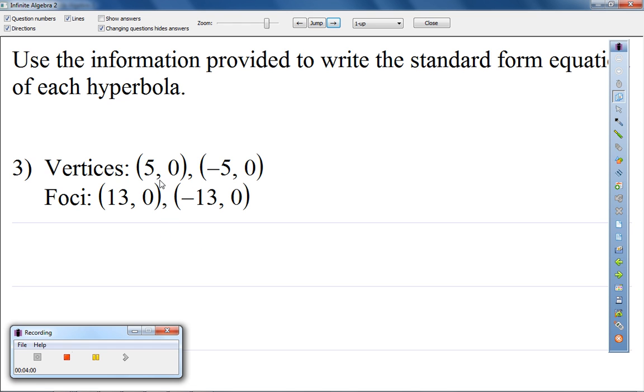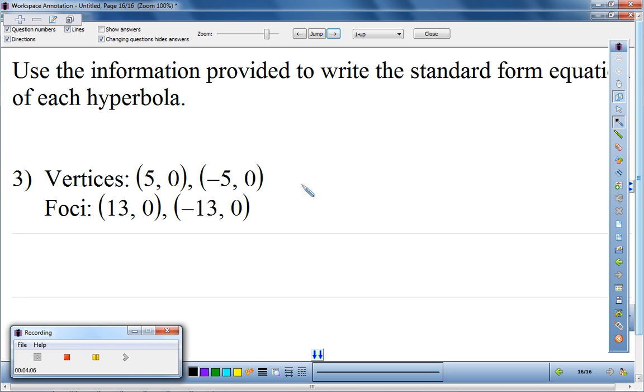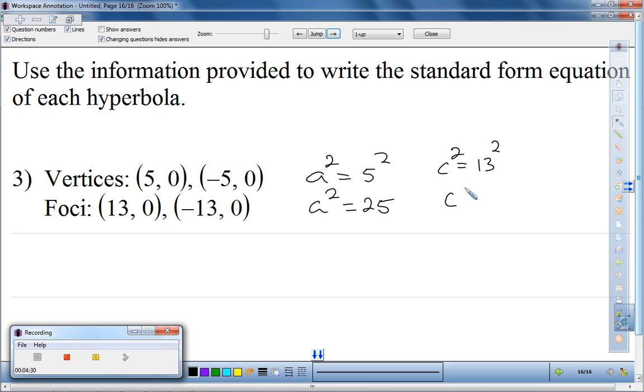Alright, this one, similar numbers, but we have to come up with a squared. So a is equal to 5. We're going to square it. A squared is equal to 25. Now we know that we're given the c value, c is equal to 13. Okay, and we'll square it. C squared is equal to 169.